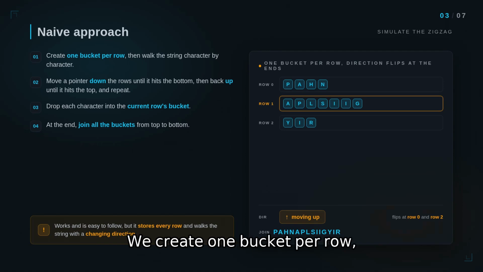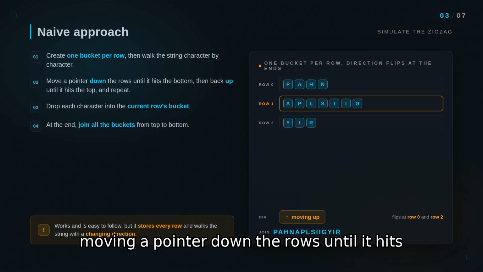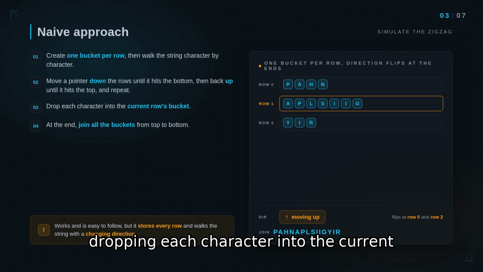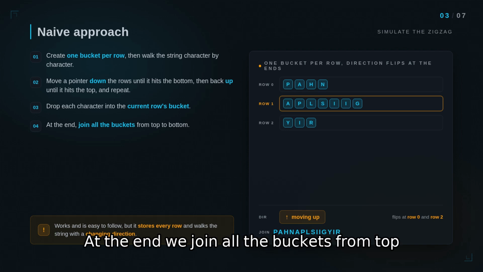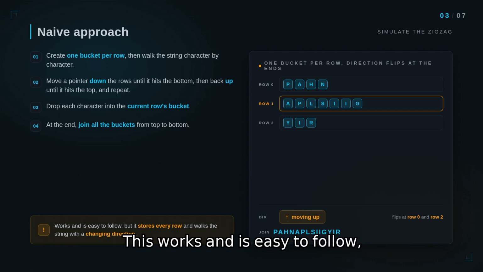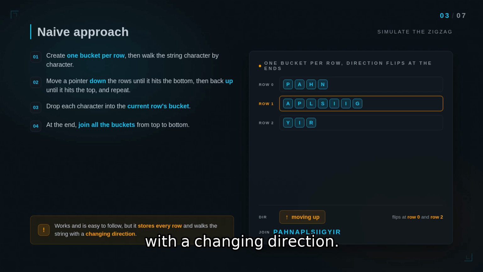Naive approach. A straightforward solution is to actually simulate the zigzag. We create 1 bucket per row, then walk through the string character by character, moving a pointer down the rows until it hits the bottom, then back up until it hits the top, and so on, dropping each character into the current row's bucket. At the end, we join all the buckets from top to bottom.